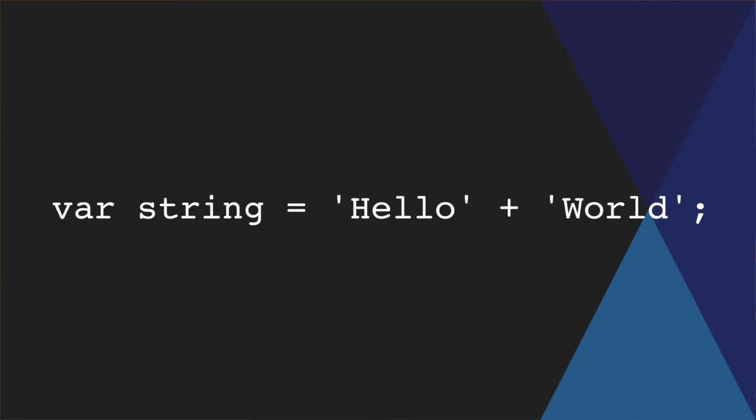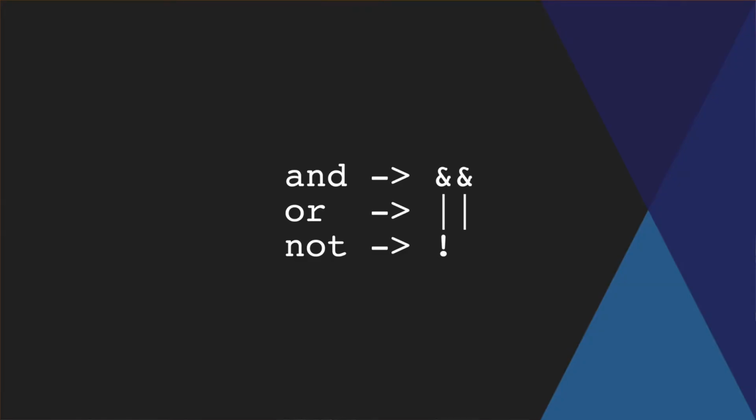Operators in JavaScript are basically identical to those in PHP, but there are a few key differences. The first is that to add or concatenate two strings, use the plus sign and not the period. You just have to make sure that you're adding two strings and not a string and a number. And for logical operators, you can't use the words and, or, and not. Instead, you use two ampersands for and, two vertical bars for or, and the exclamation point for not.